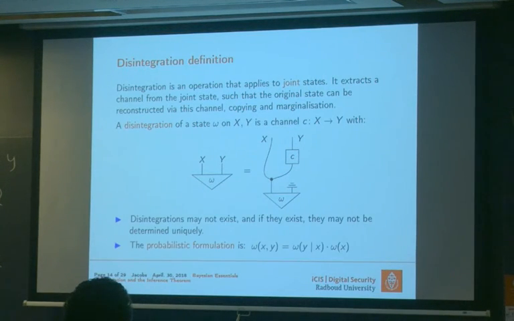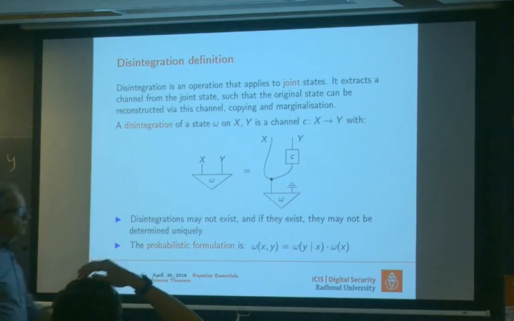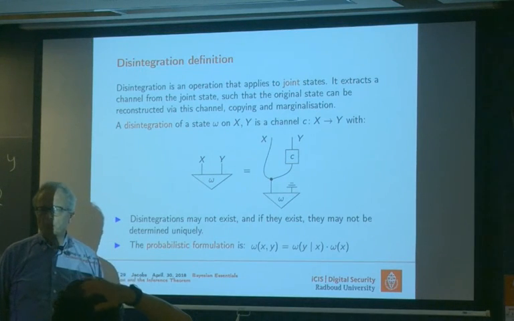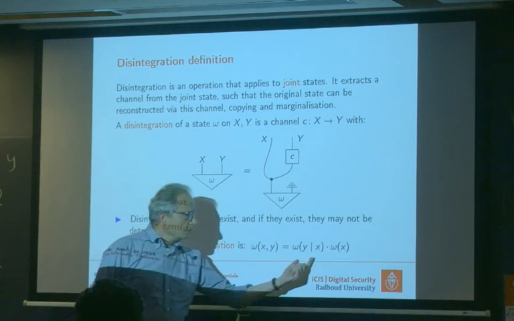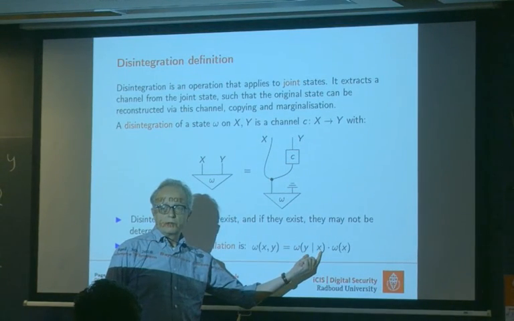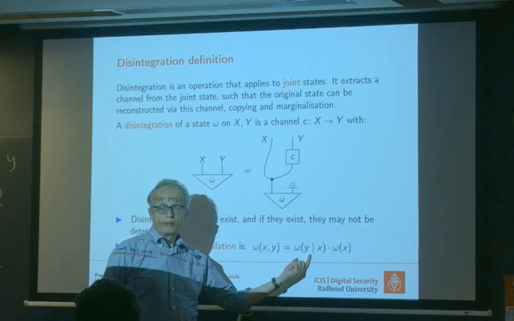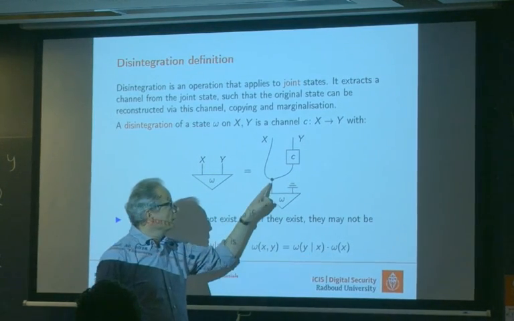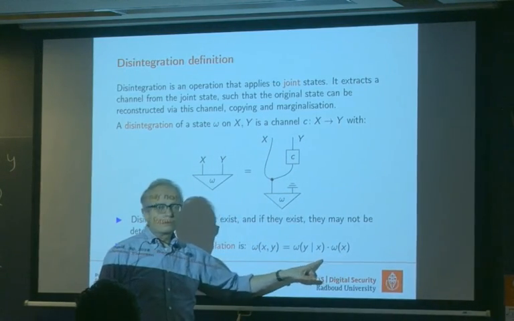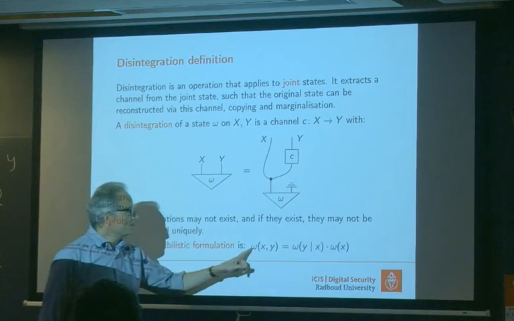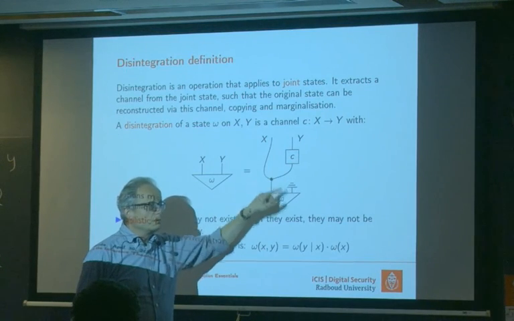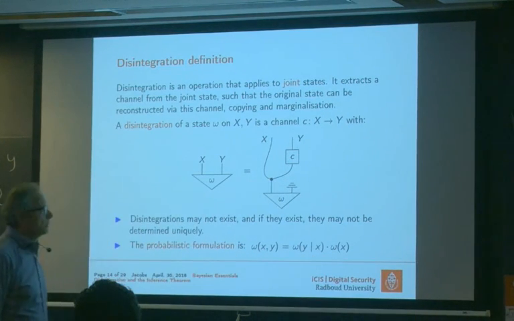They may not exist, but what I wanted to point out is that what this expresses is the formula for conditional probability. So the conditional probability here is the probability of y given x. That should be read as a channel from x to y. And then this dot is the copying that's going on here, because we need x twice. So here is the copying, and this expresses that the joint state omega on x, y can be written as a multiplication of this in this way.